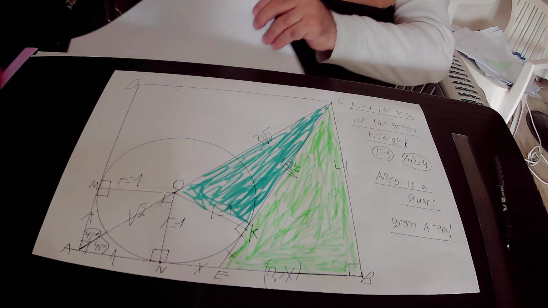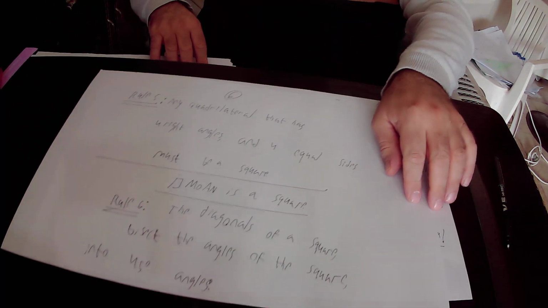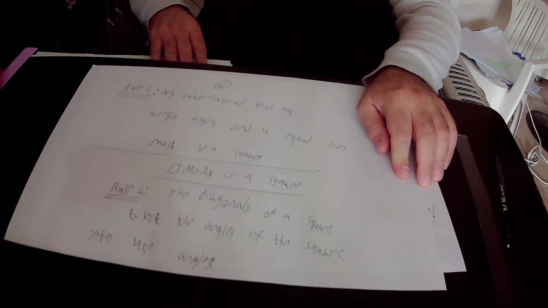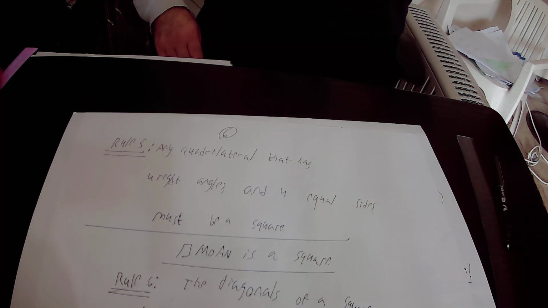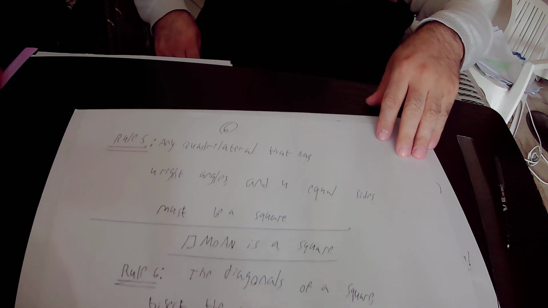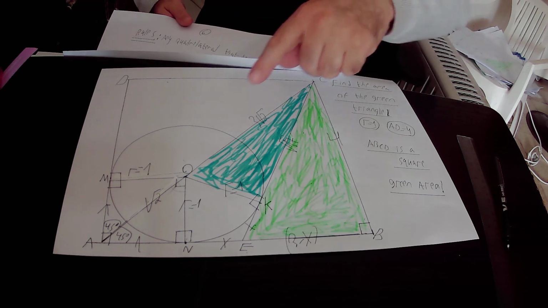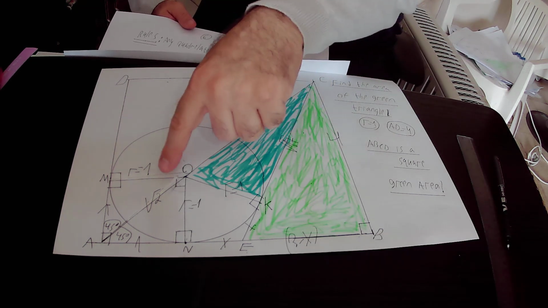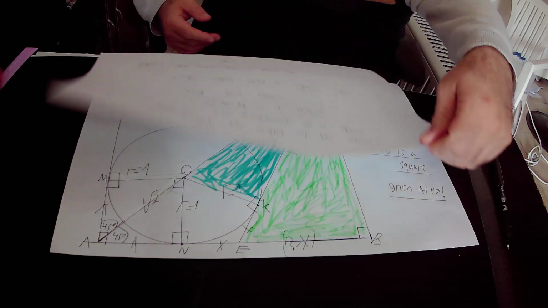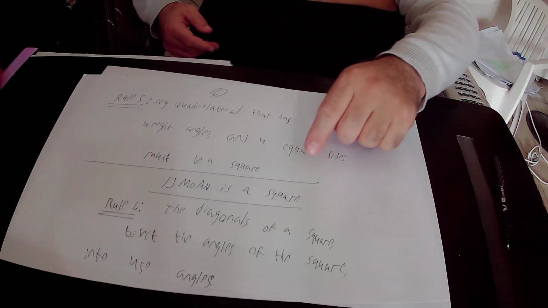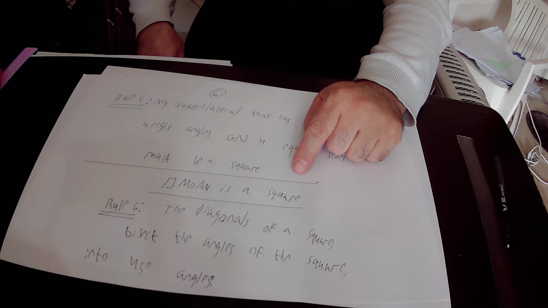And we also have rule number 5. According to rule number 5, any quadrilateral that has four right angles and four equal sides must be a square. So here quadrilateral MOAN has four right angles, 1, 2, 3, 4, and four equal sides. Therefore, according to rule number 5, quadrilateral MOAN is a square.